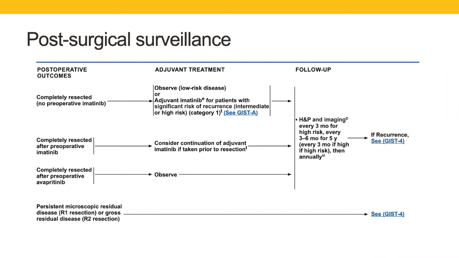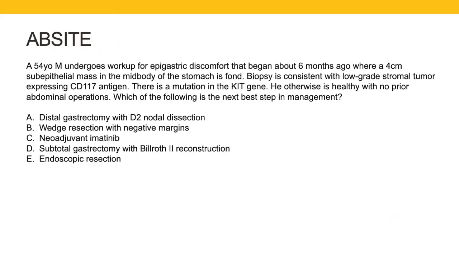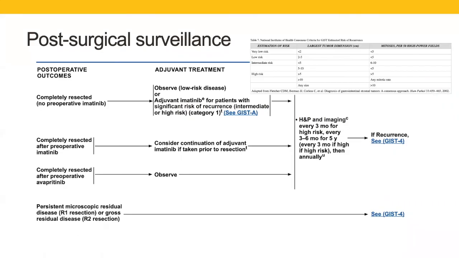And then this is my last slide, post-surgical surveillance. I don't like screen grabbing NCCN, but I really liked this flow sheet. So if they are low-risk disease from that table I showed earlier, and they're completely resected, you can just follow them longitudinally. If they need adjuvant imatinib, especially if they have a high risk of recurrence, or if you left positive gross margins, you'll give adjuvant imatinib.